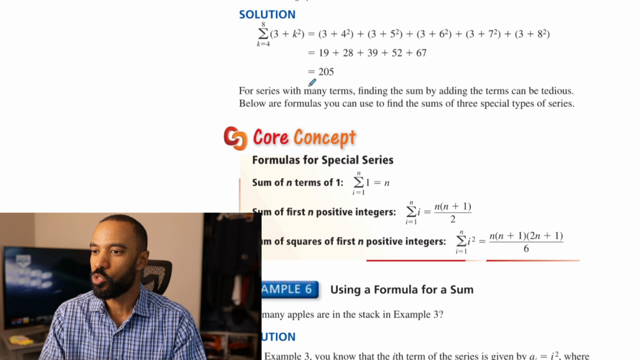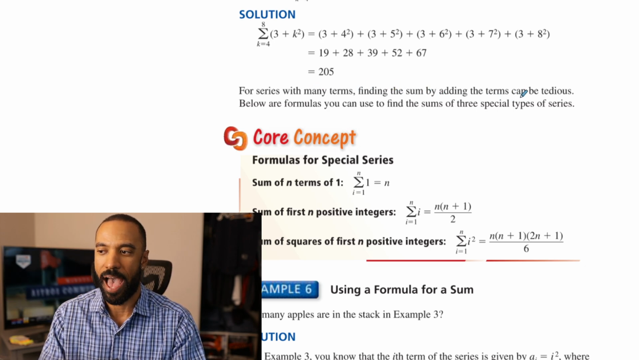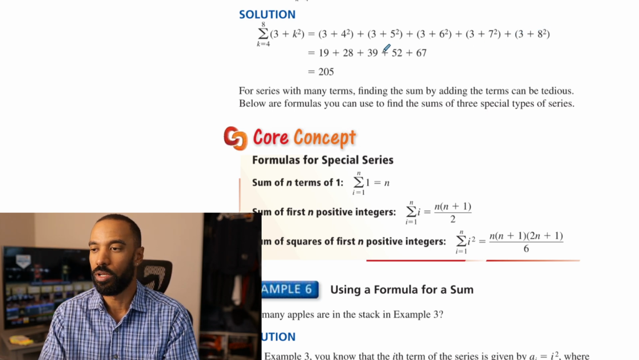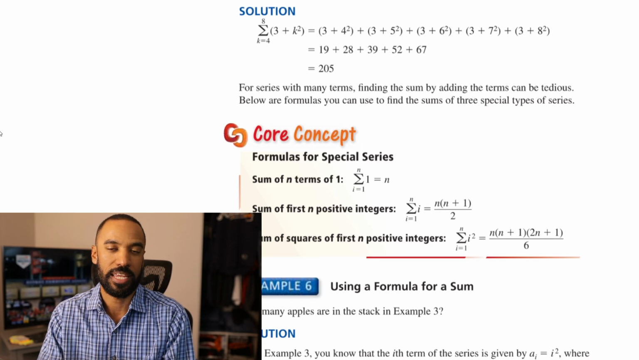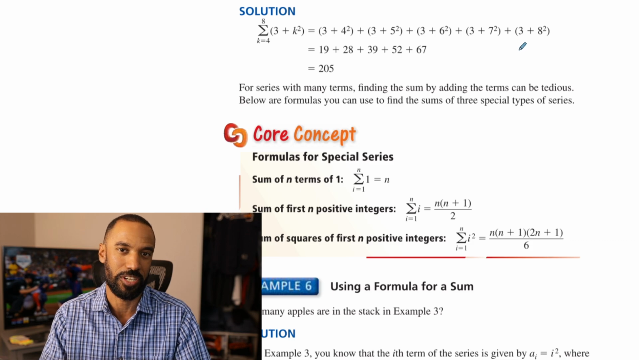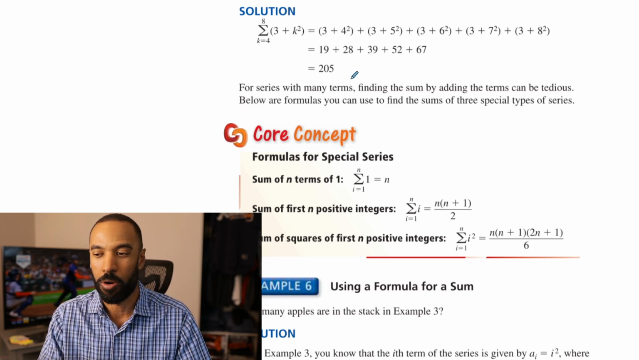For a series with many terms, finding the sum by adding the terms can be tedious. I would argue that these 5 terms added together wasn't very tedious. It's a little bit of work, and we're going to have to do multiple ones of them. But what if you had to add 30 terms? That can be tedious. I'm not going to sit here and do that each time. They might force me. But there's some formulas I think they're going to say.